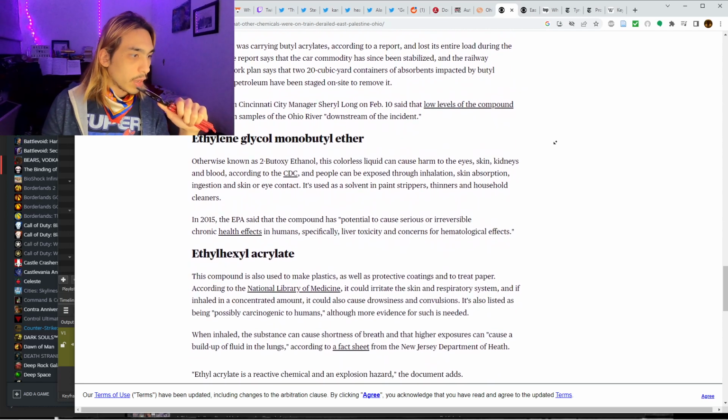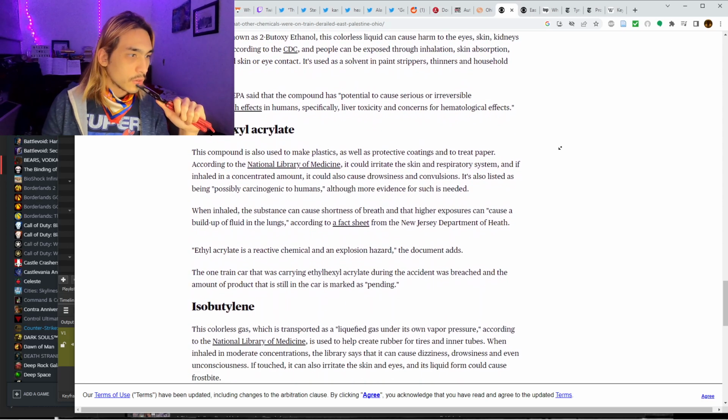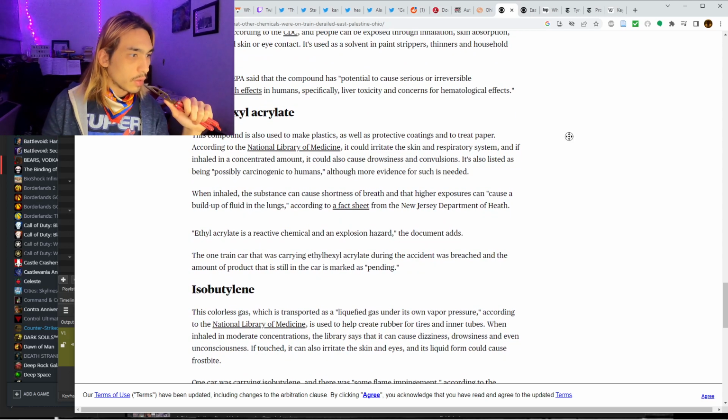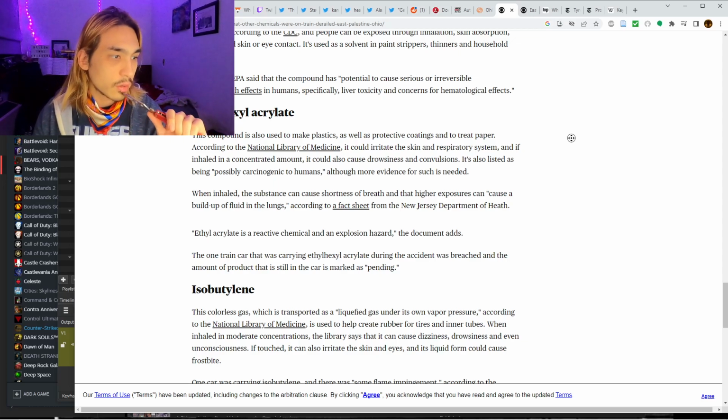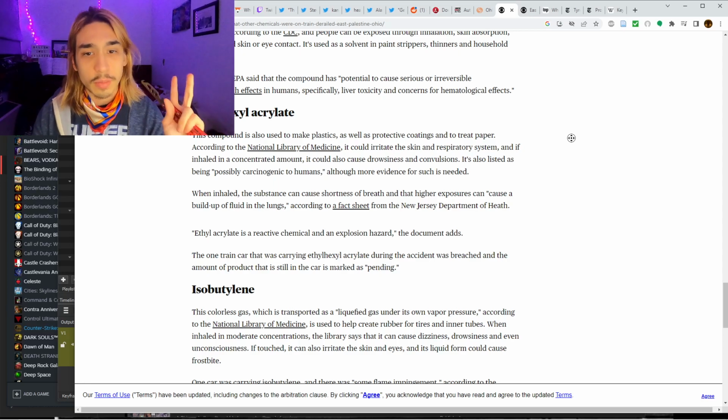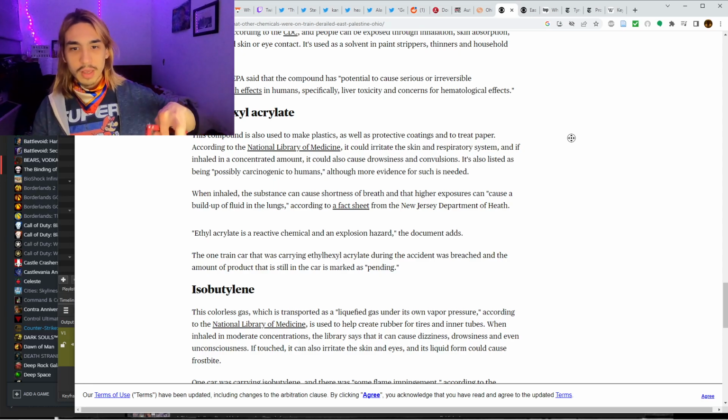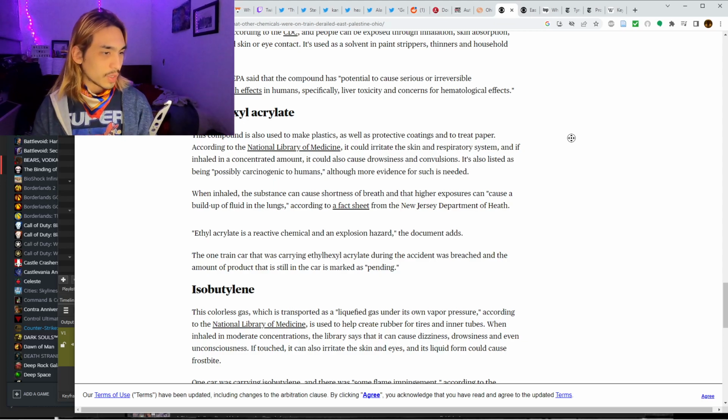Ethanol, or ethyl hexyl acrylates. The one that can be possibly carcinogenic. Reactive chemical and an explosion hazard. The amount of product that is still in the car is marked as pending, so they don't know. Or maybe they do know and they don't want to say.